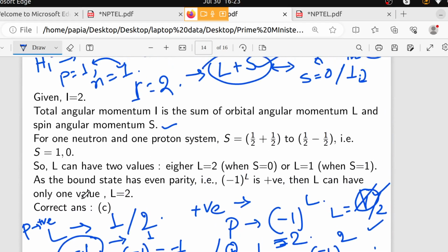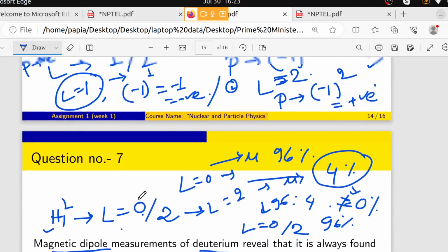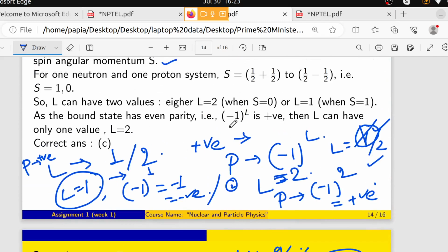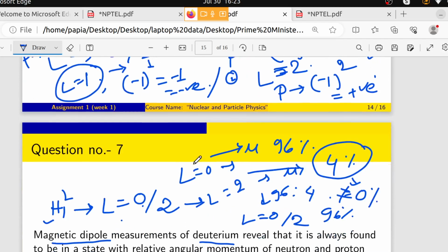There was another option also, which was 1, but as parity is even here, obviously L should be 2, because minus 1 to the power L is positive. If L equals 1, then minus 1 to the power 1 is minus 1, which is negative. But if L equals 2, then minus 1 to the power 2 is positive.